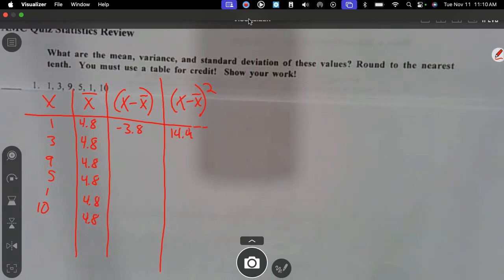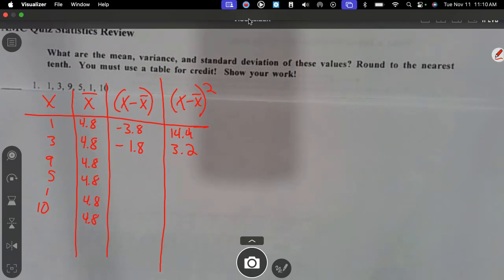3 minus 4.8 is negative 1.8, and I get 3.2. I'm just subtracting 9 minus this. How'd you get 4.8? I added all these numbers up, found their average, and divided by 6. I'm about to show you an easier way too. On the next problem, I'll show you another way to do it.